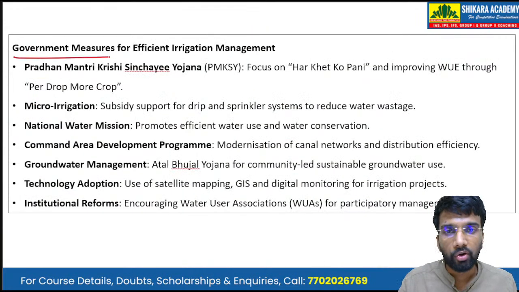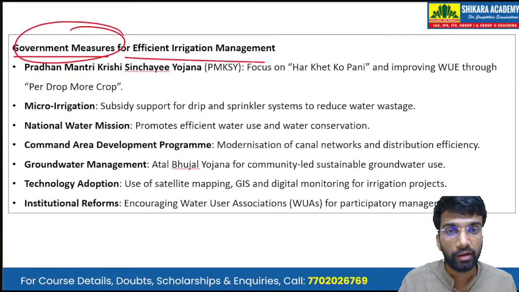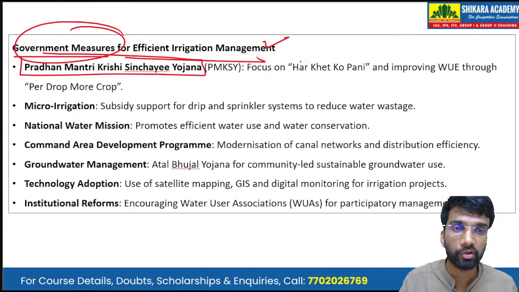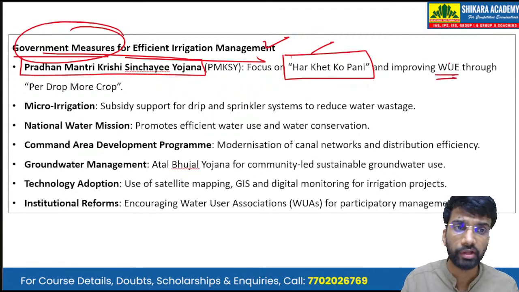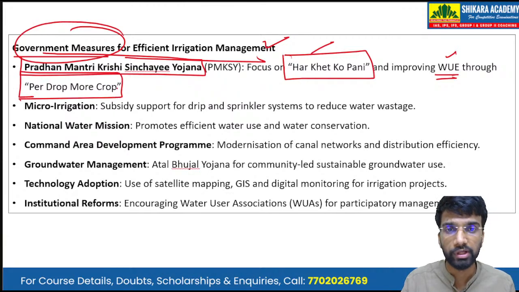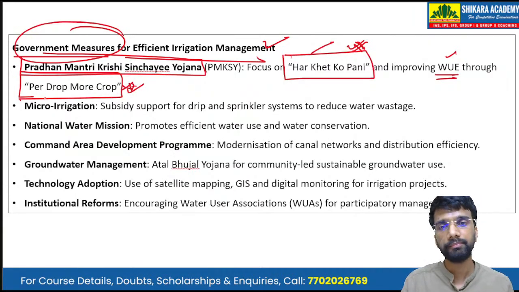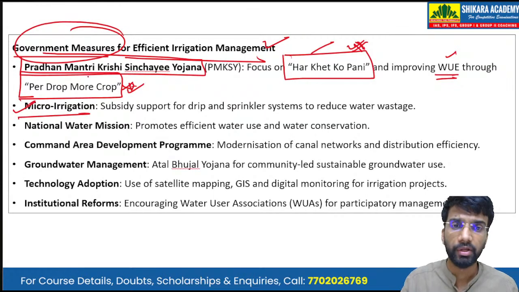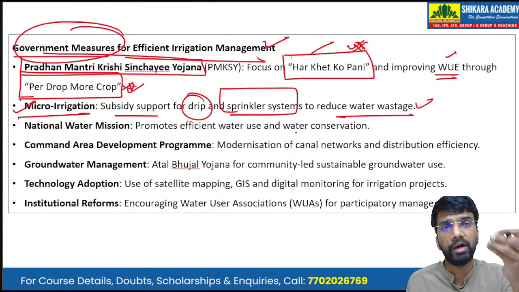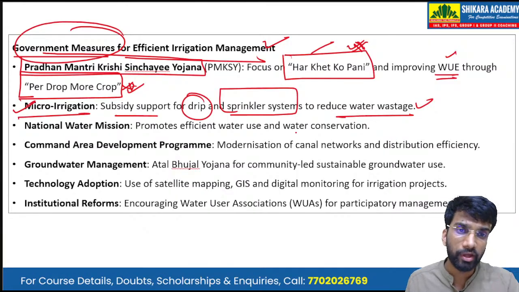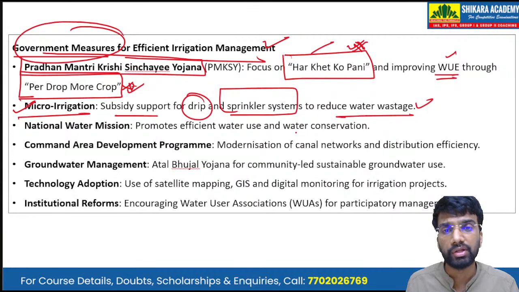Then we discuss what the government has done: the government's measures for efficient irrigation management. The most important is the Pradhan Mantri Krishi Sinchai Yojana. It focuses on Har Khet Ko Pani, that is, water to every field, and improving water use efficiency through Per Drop More Crop. These two are the key phrases that you should incorporate in your answer. Second is the focus on micro irrigation. The government is providing subsidy support for drip irrigation and sprinkler systems to reduce the wastage of water, because drip and sprinkler systems are far more efficient than the flood irrigation system.